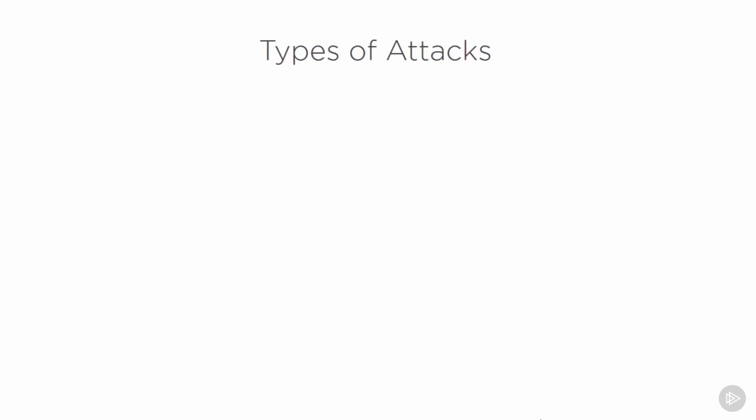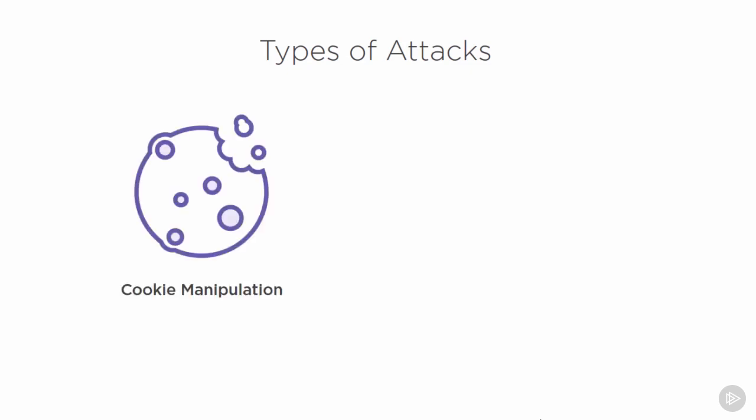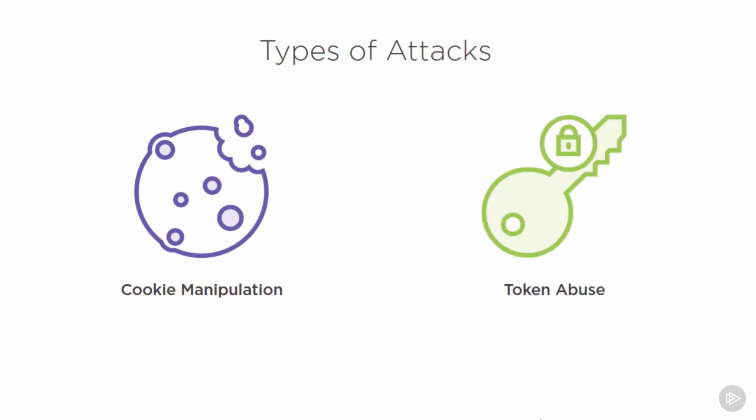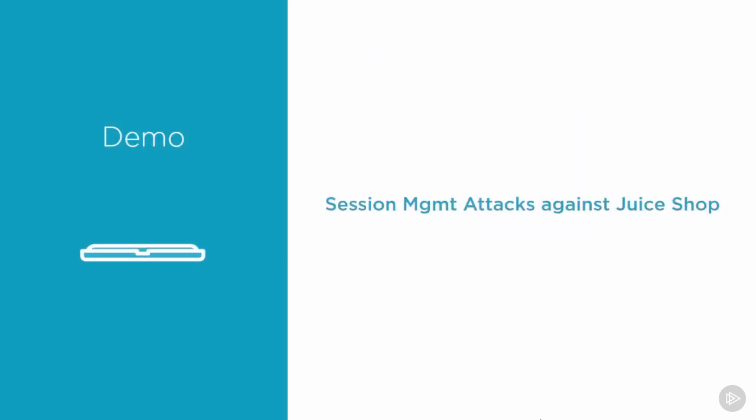Now, the two main mechanisms to test in the area of session management include cookie manipulation and token abuse. Token abuse, of course, could include session fixation or replay attacks, which is the reusing of previously known sessions. Now, there are several nuances and flavors of session management attacks, but we're only going to be focused on these two with respect to attacking the juice shop. So let's go ahead and take a look at the juice shop in regards to session management attacks.